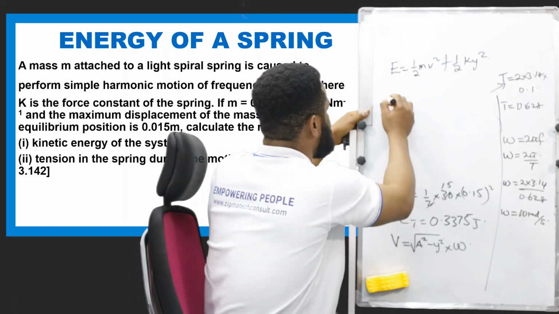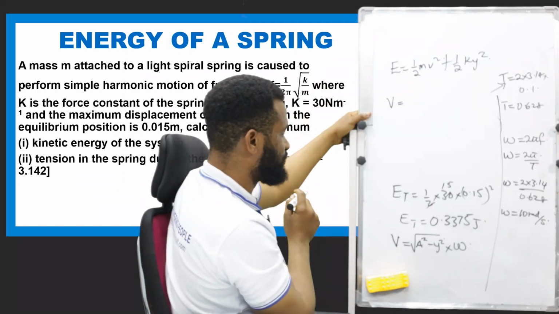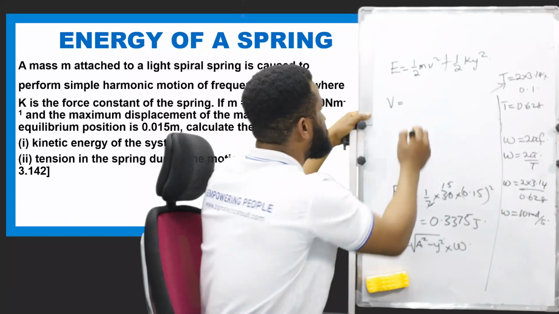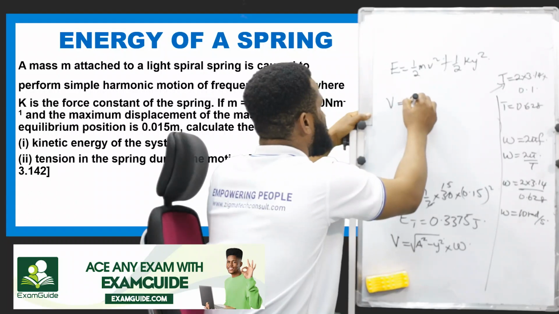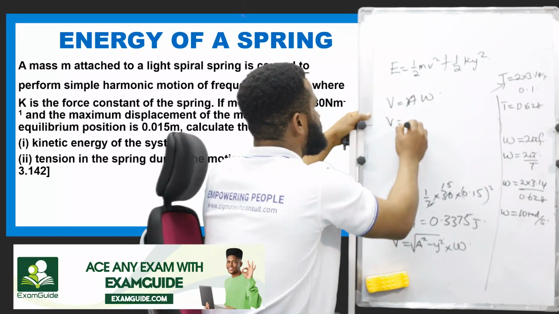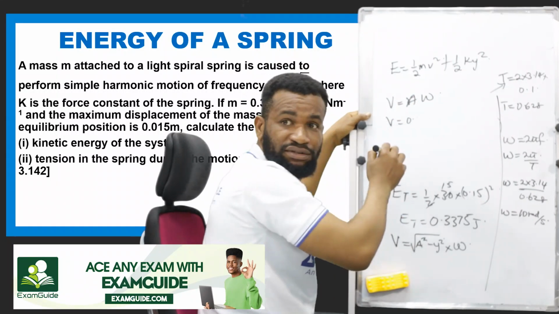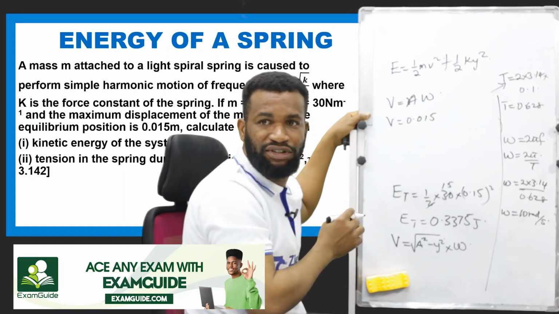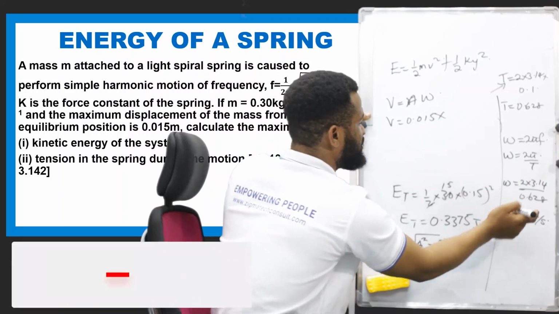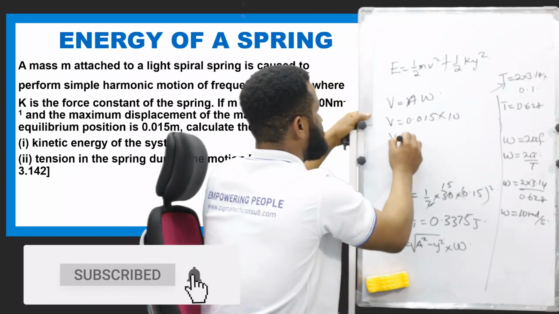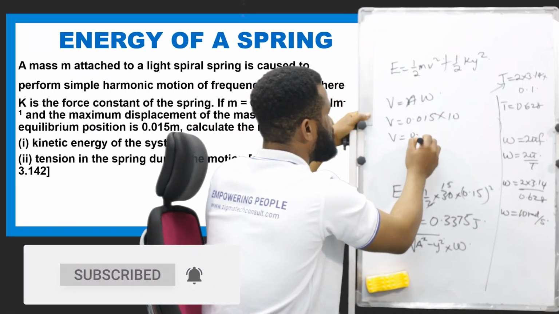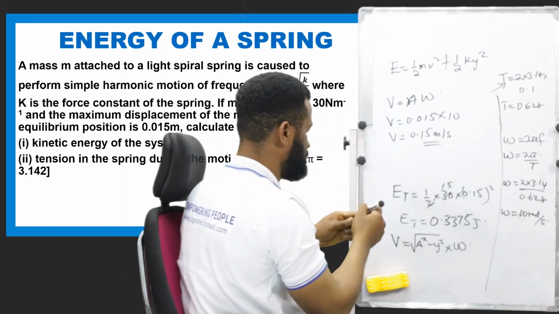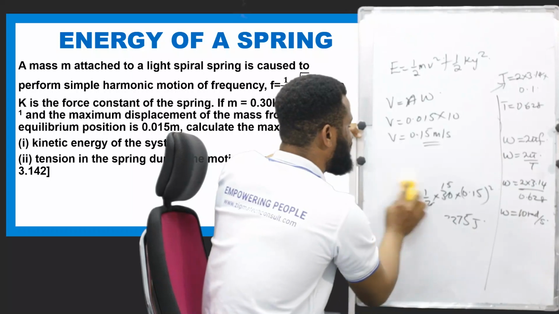So I'm going to say that the amplitude is given to me as 0.015. So this is omega. V is going to be 0.015, because they say it is the maximum displacement, times 10. V is going to be 0.15 meters per second.